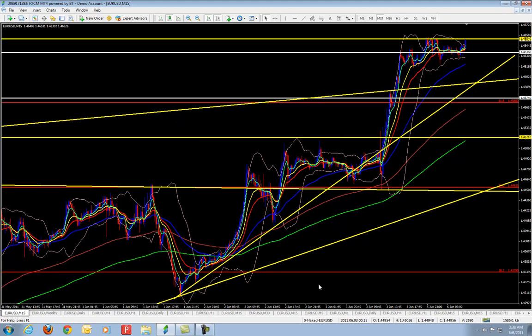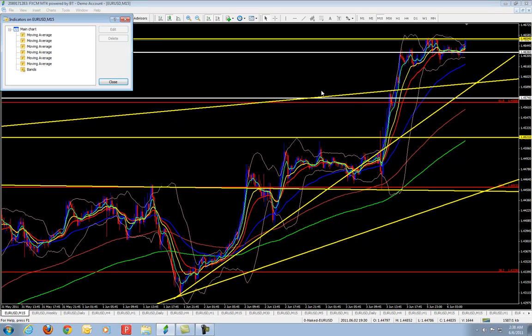But look at that mess. I really don't need these bands to tell me that there's volatility in the market, and I think they just make a total mess of the chart, so I don't even need them. I don't even use them.